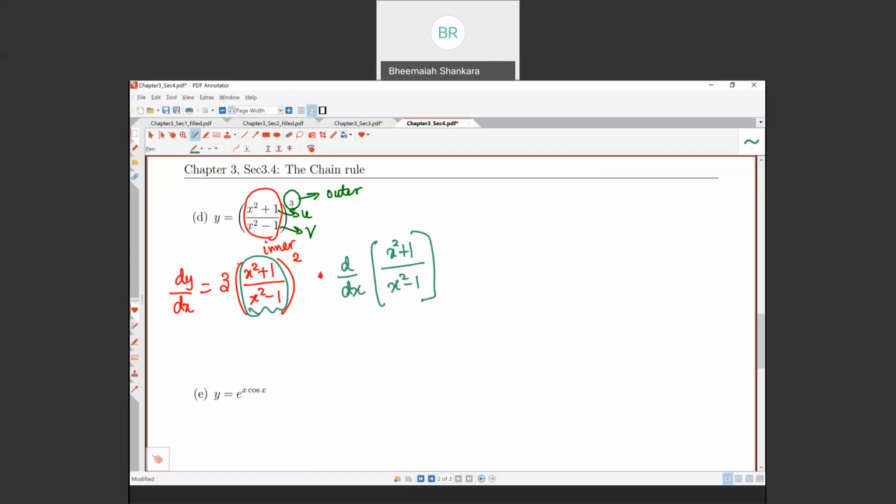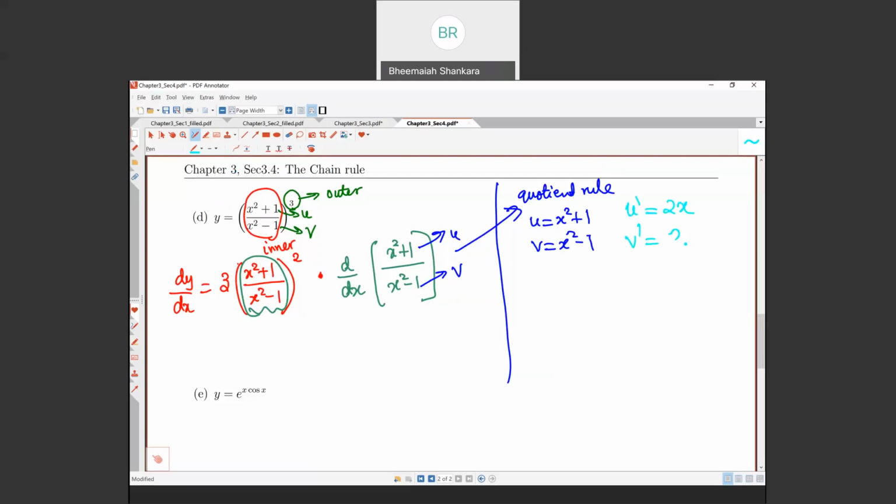Now for this one, you want to use the quotient rule. So let me do this on the right hand side and then bring it to the problem. The quotient rule looks like this. u is the function x squared plus 1. v is the function x squared minus 1. So find the corresponding u prime for the problem, which is 2x, and v prime, which is also 2x. Now plug in the quotient rule.